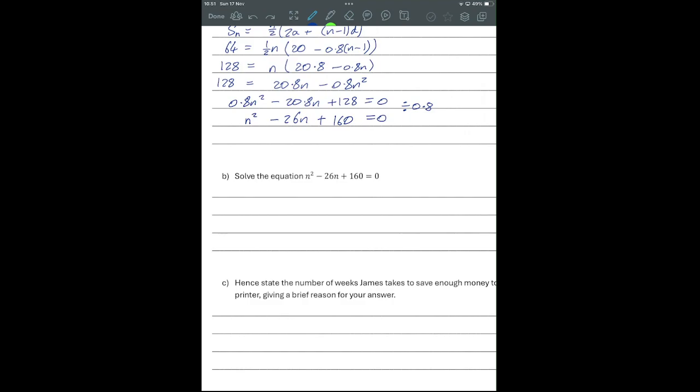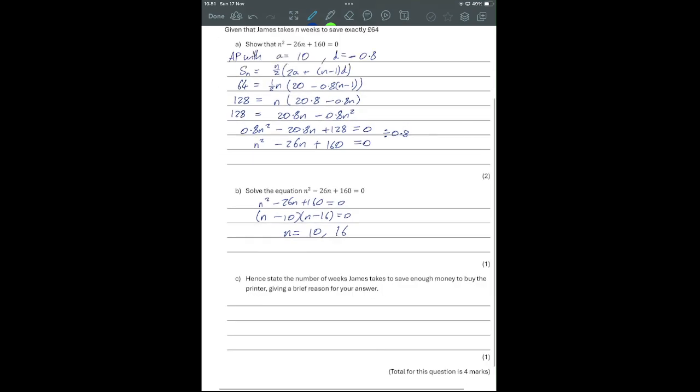We now need to solve this equation. So if I want to solve this, I've got my calculator, I can solve with that mode, or I could factorize. This one turns out to factorize incredibly nicely. So I get answers of 10 and 16. Hence, state the number of weeks it takes James to save enough money to buy the printer. Well, this is a quadratic function. It has two answers. He's going to have saved already at n equals 10. So it's going to take him 10 weeks.